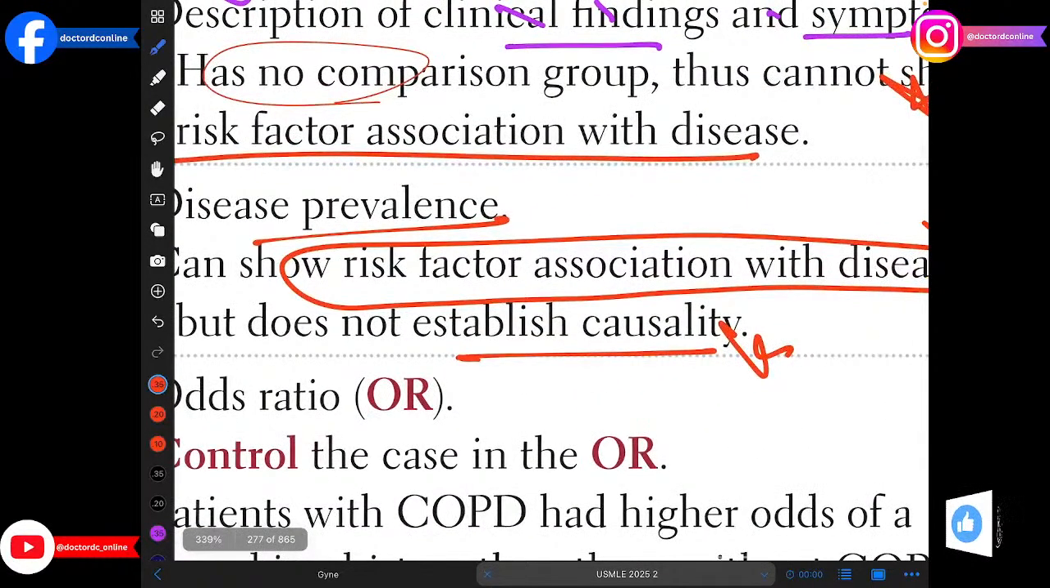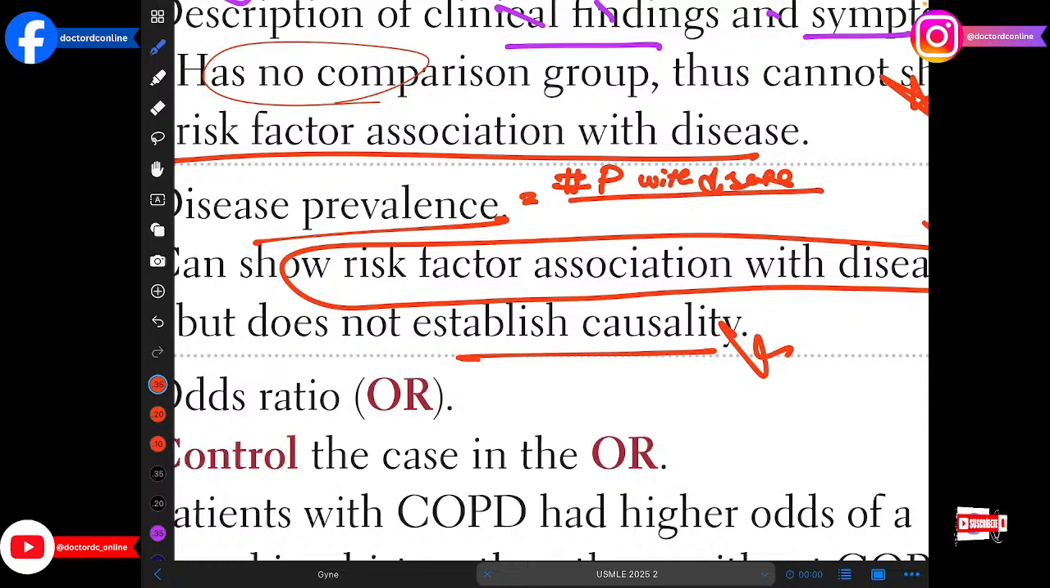Now, do you remember what prevalence means? Prevalence is defined as the proportion of people in a population with a disease at any given time. The equation says the number of people in a population with a disease over the number of people that were at risk for getting that disease.